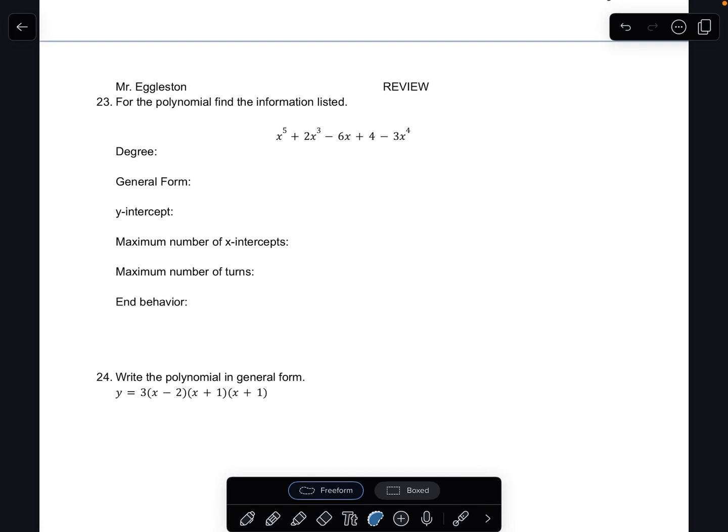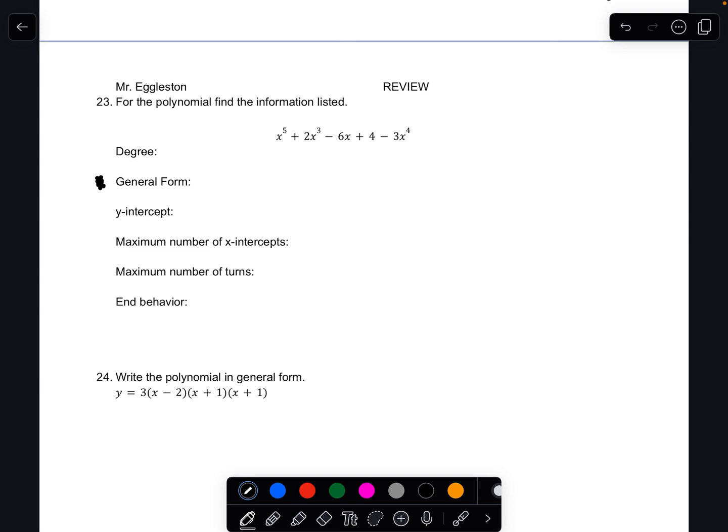All right, class. I'm finally able to do the last two problems on the review. All right, for the polynomial, find the information listed. They want the degree. First thing you probably should do, and it's actually answering this question right here, is to reorder this into general form.